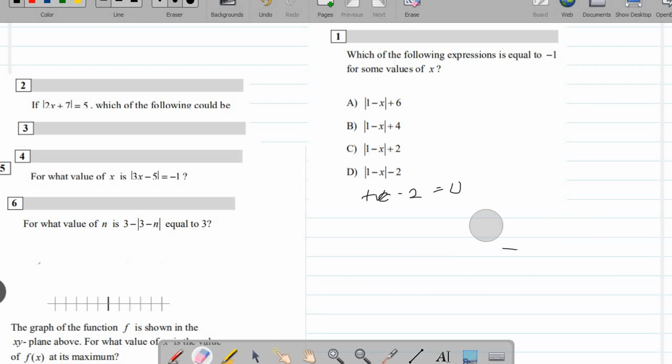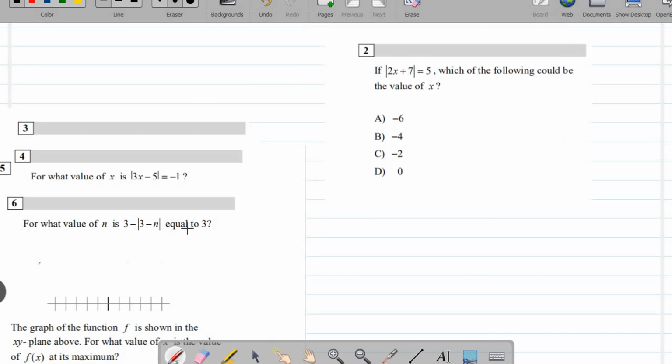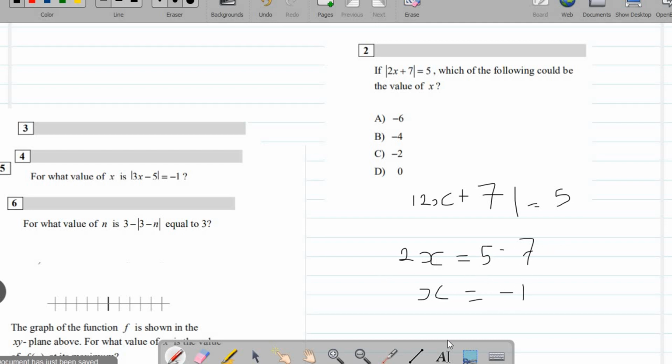Alright, let's look at question number 2. So you have |2x + 5| + 7 equal to 5. Which of the following could be the value of x? The first thing you do, put your positive, make it positive. So you have 2x equal to 5 minus 7, and that's -2, so x equal to -1. 5 minus 7 is minus 2, x equal to minus 1.